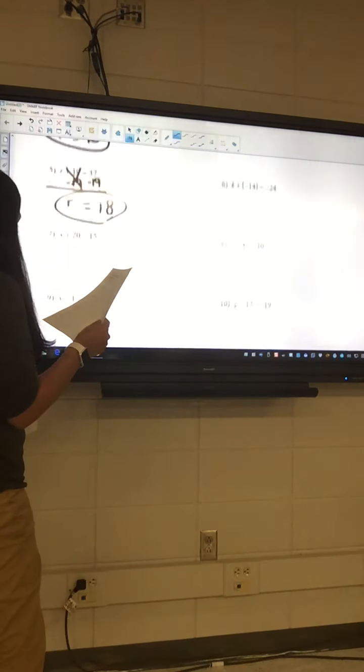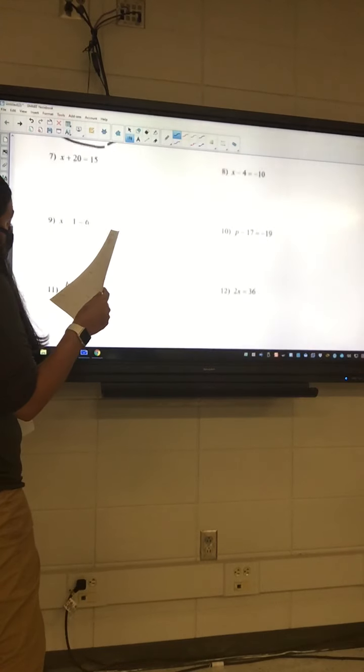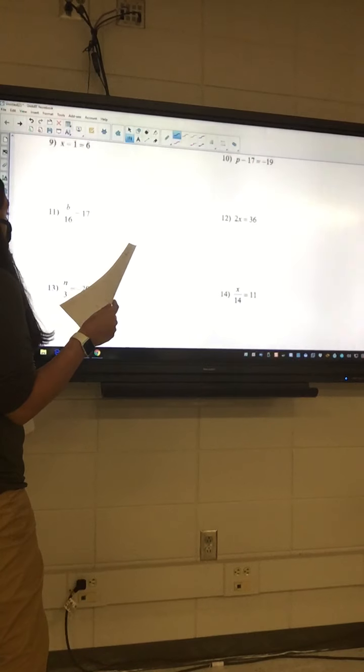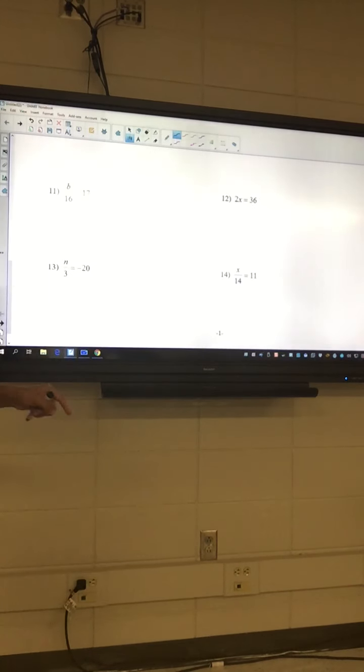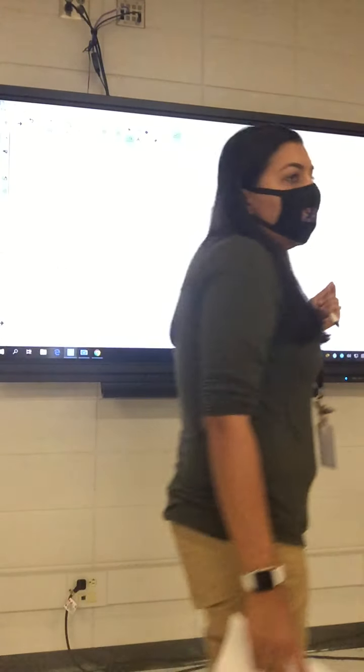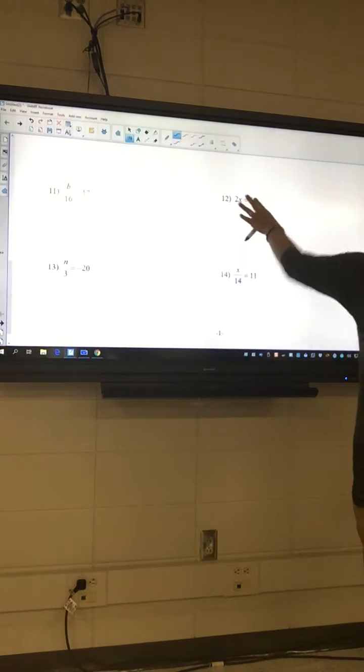Okay, scroll down to number 11. Okay, let's do 12 first. So 12 says 2x equals 36. Okay, what does it mean when they're right next to each other? It means multiplication. So what's multiplication's buddy? Division. So right now it's multiplication.